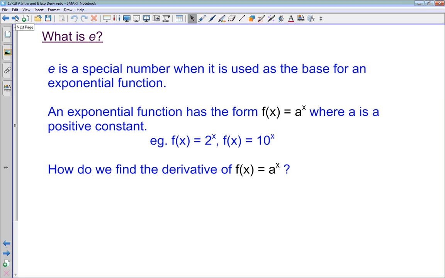So what is e? As an introduction, e is a special number when it is used as the base for an exponential function. An exponential function has the form f(x) = a^x, where a is some positive number. You've encountered exponential functions before, things like f(x) = 2^x, f(x) = 10^x. Remember that these are different from the power law functions that we've been dealing with up until now. We've been looking at things like f(x) = x^2, where the base is our variable, in this case x, and the number is up in the exponent. If we have an exponential function, the base is a constant and our variable is up in the exponent.